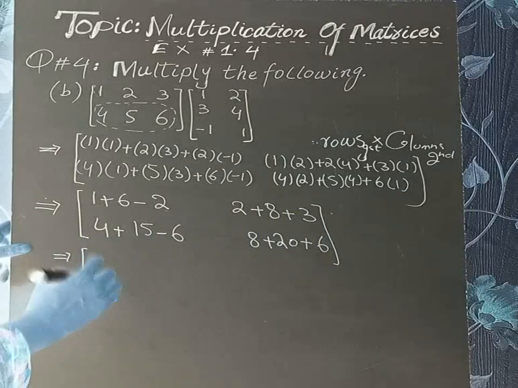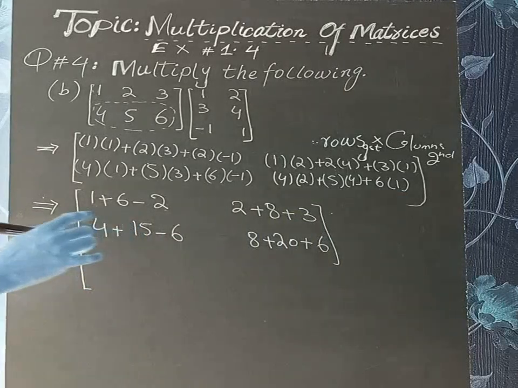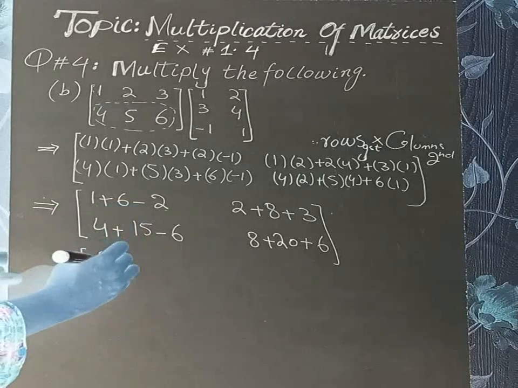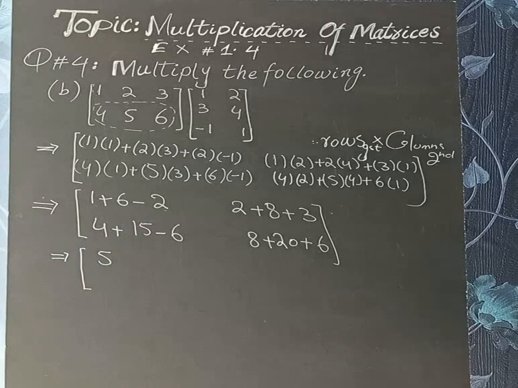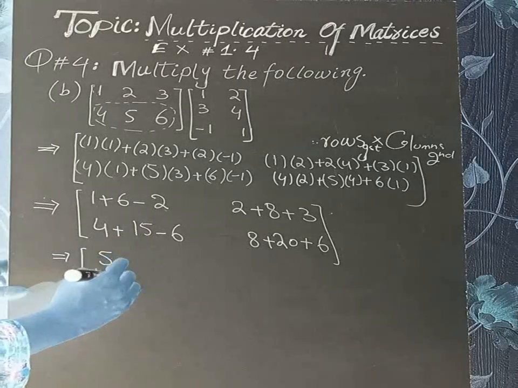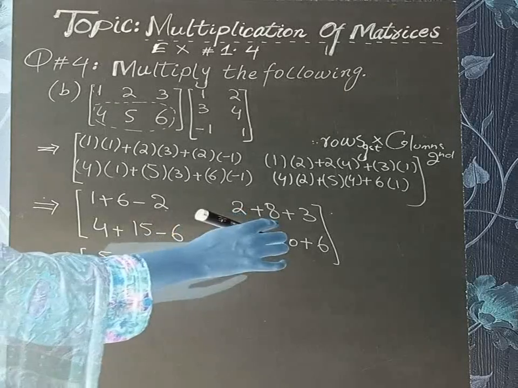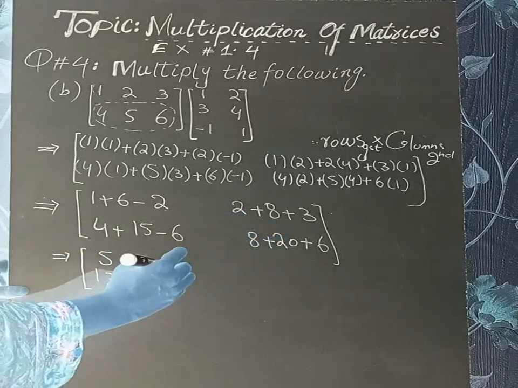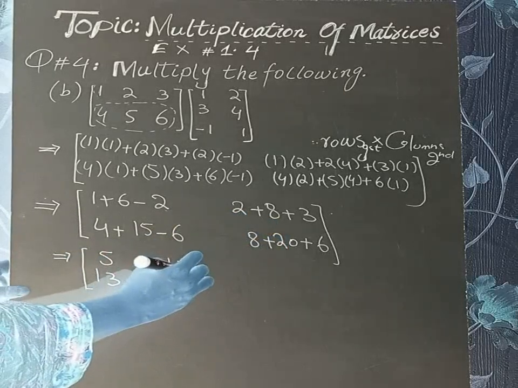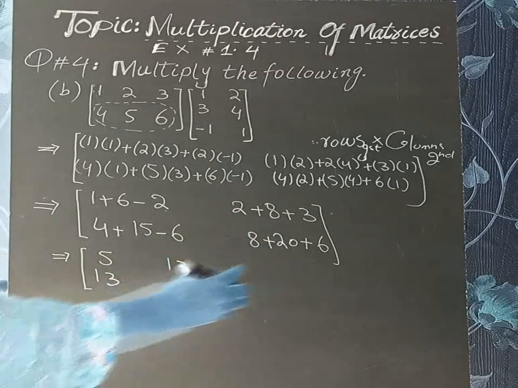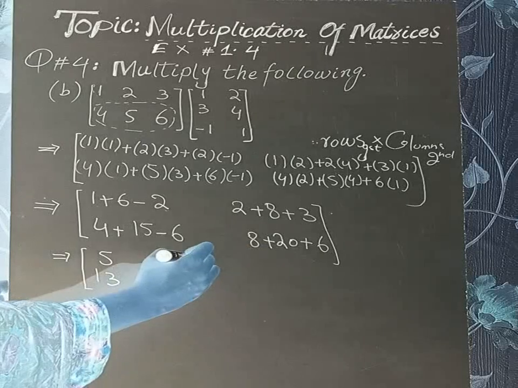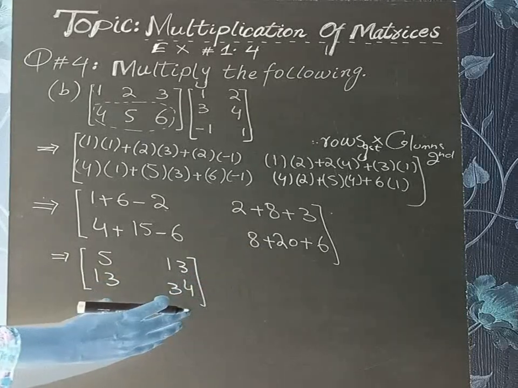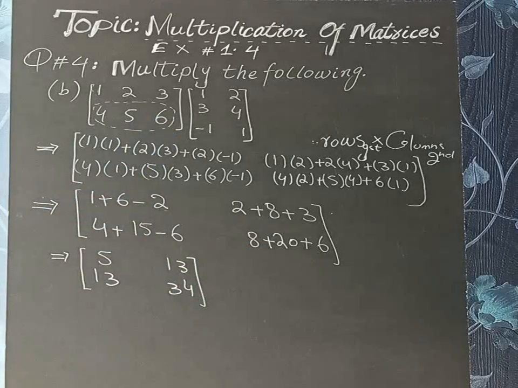We are going to simplify. 6 plus 1 is 7. 7 minus 2 is 5. 15 plus 4 is 19. 19 minus 6 is 13. 2 plus 8 is 10. 10 plus 3 is 13. And this is 34. This is the product of these two given matrices.